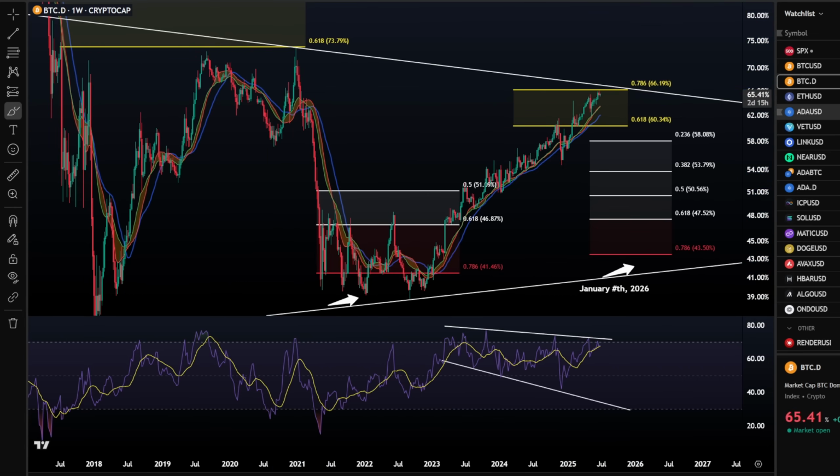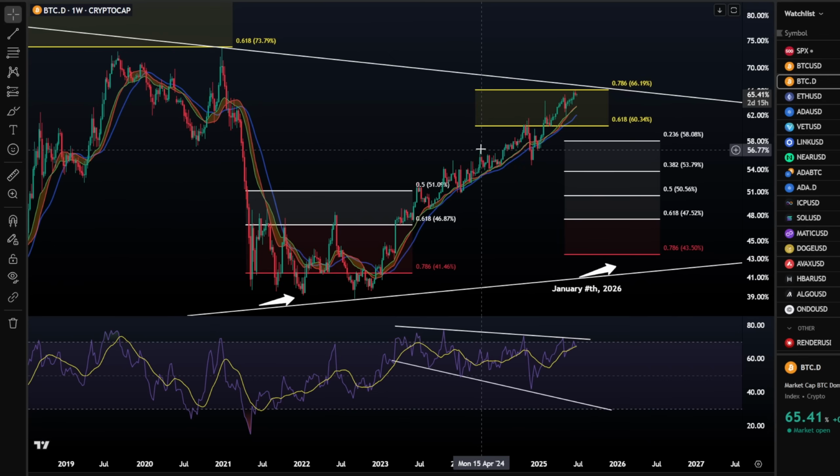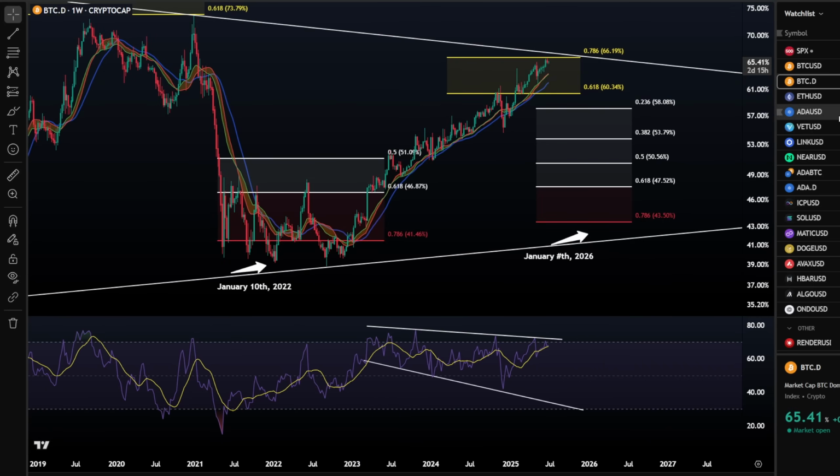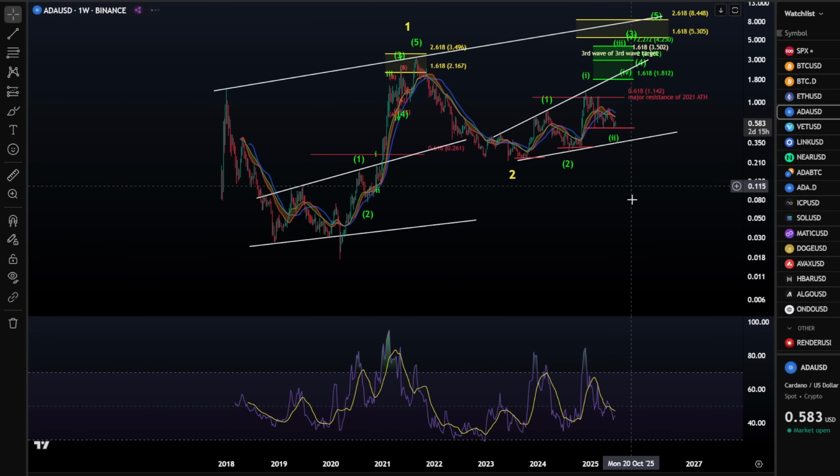Right now, Cardano is at like, let's say, 58 cents, and Bitcoin dominance is at 65%. It's very close to these highs. So whenever we do go down, that's gonna be the time for Cardano to wake up. But until that happens, yeah, you're not gonna see much from it.